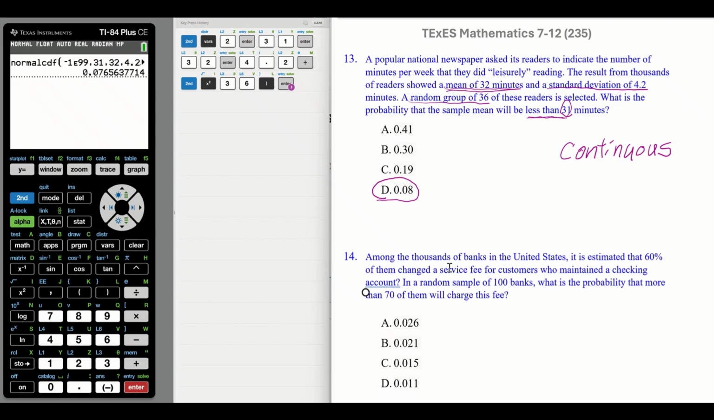Among the thousands of banks in the United States, it is estimated that 60% of them charge a service fee for customers who maintain a checking account. In a random sample of 100 banks, what is the probability that more than 70 of them will charge this fee?